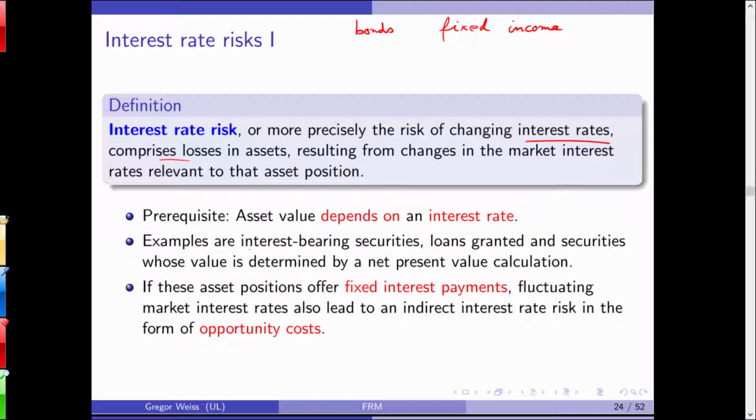Okay. Interest-bearing securities, loans, and securities whose value is determined by net present value calculation. All these are examples for securities whose prices depend on market interest rates. It's interesting to see that actually we don't have to look just at bonds, but loans granted by banks are also exposed to interest rate risk. Why?